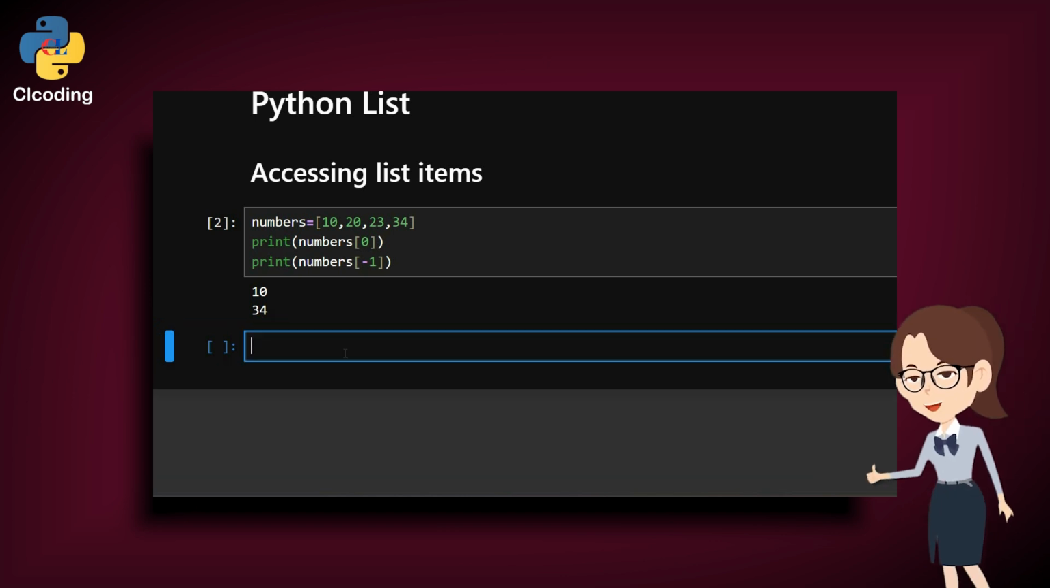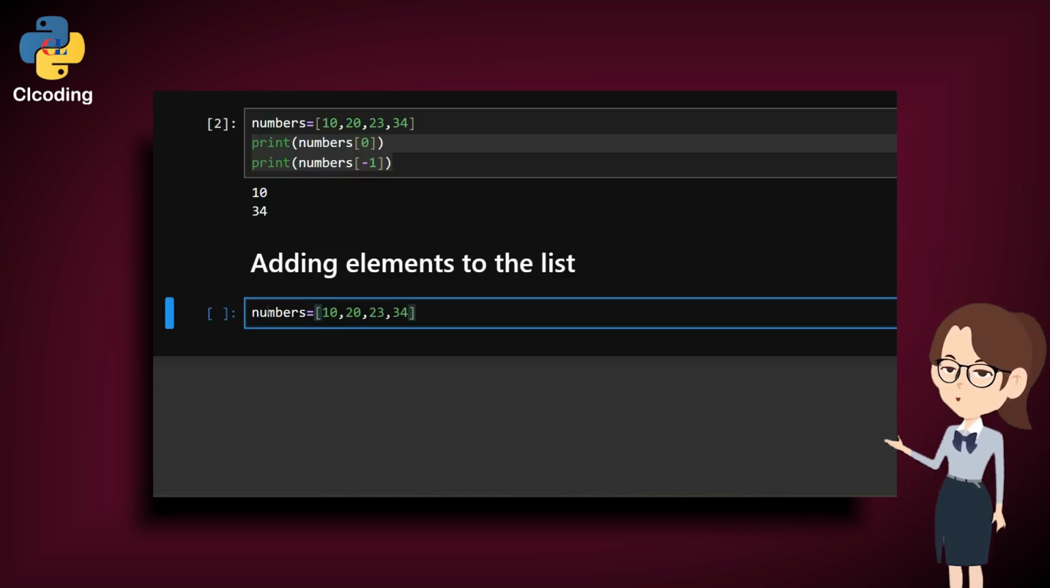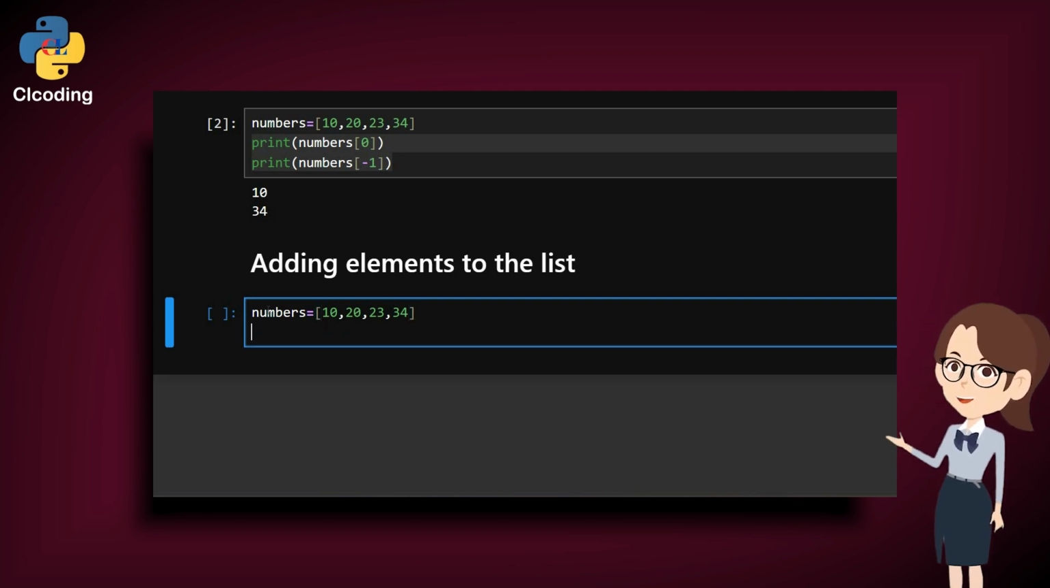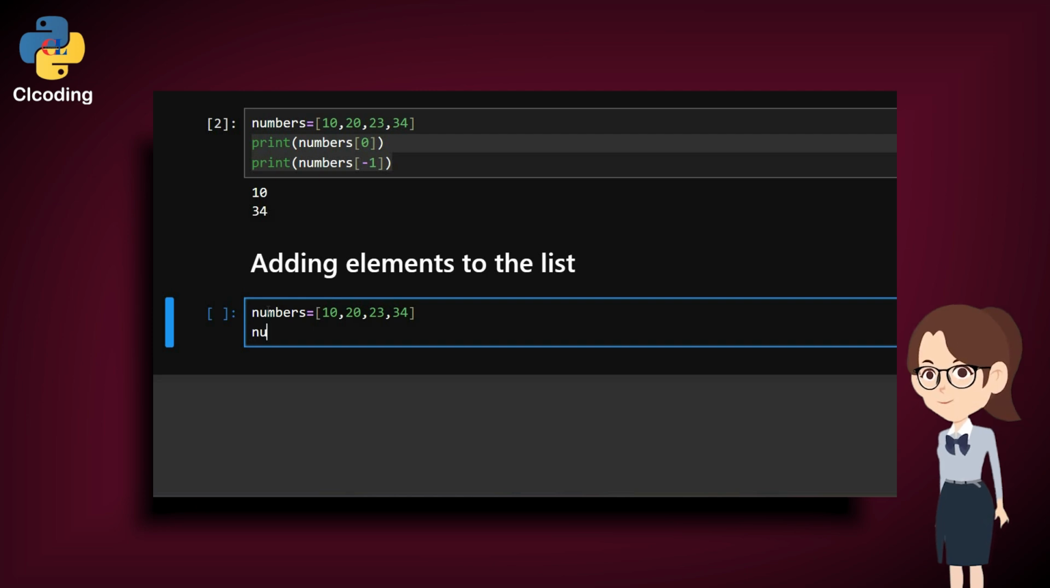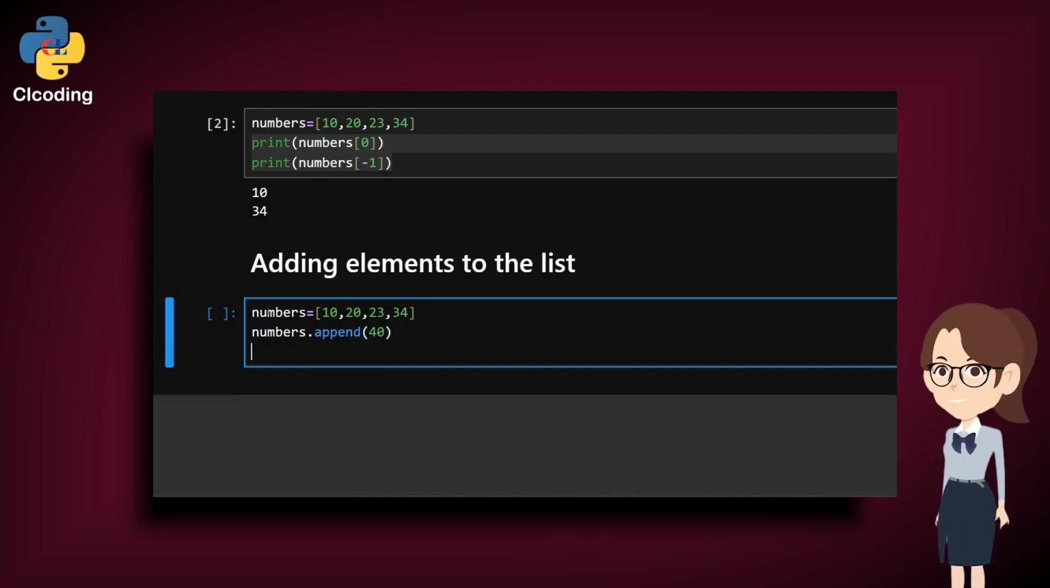So the next one is adding elements to the list. For adding elements to a list, we simply create a list and add new items to it using the append or insert method. So here we'll use both methods. Here we are using append, and similarly we'll use the insert method. Here we have used the insert method.